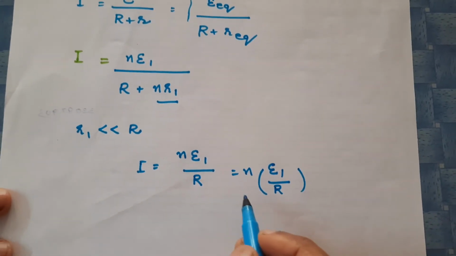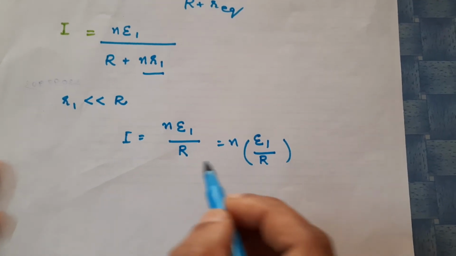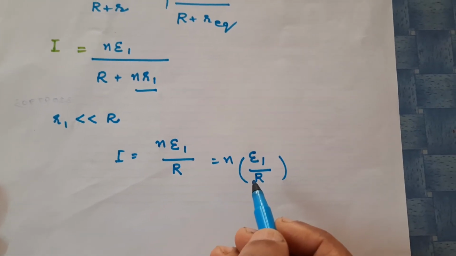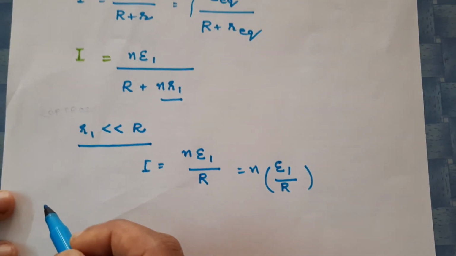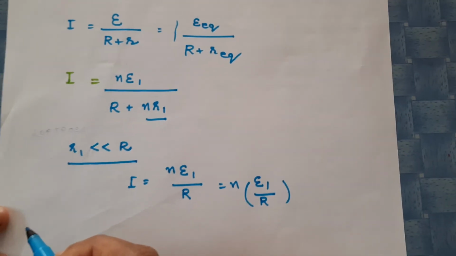So in order to get maximum current, the cells should be connected in series if the internal resistance is negligibly small compared to the external resistance.